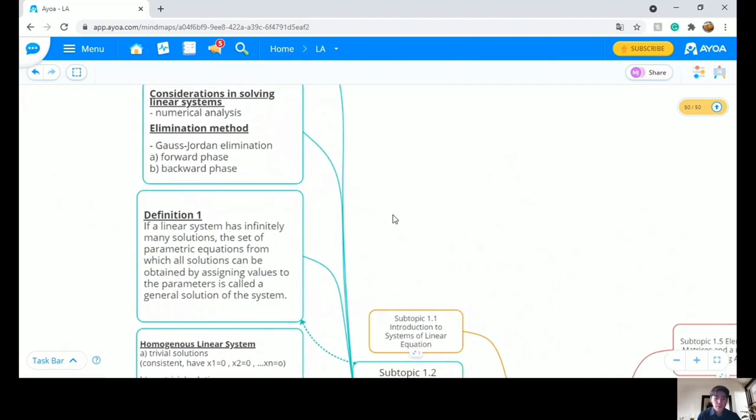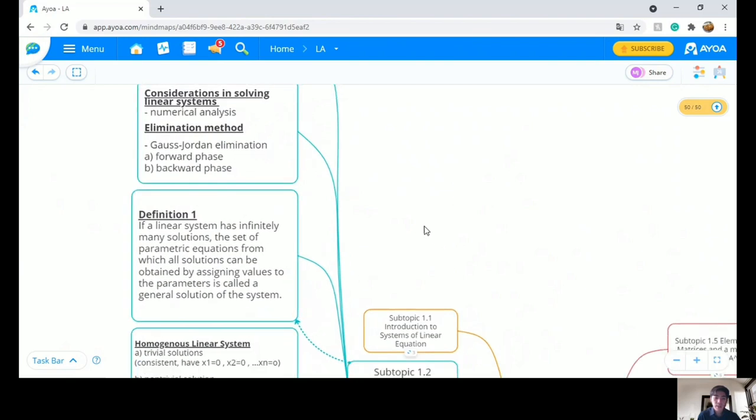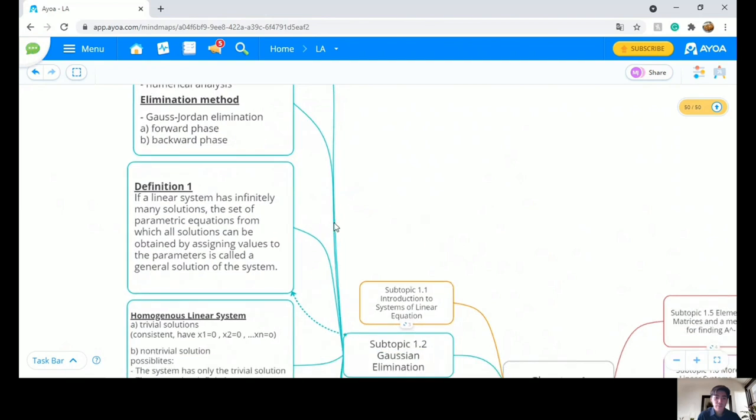Now that we know what echelon form is, we can know that if a linear system has infinitely many solutions, the set of parametric equations from which all solutions can be obtained by assigning values to the parameters is called a general solution of the system. Now that we know this, we can know the consideration in solving linear systems is important by using numerical analysis, and the elimination method for Gaussian elimination is Gauss-Jordan elimination, which consists of backward phase and forward phase.